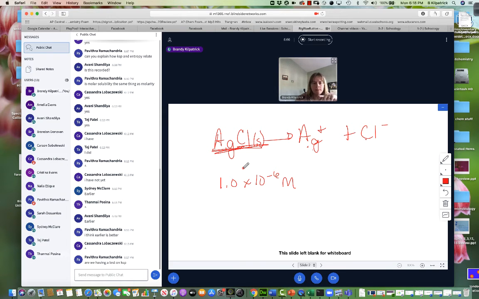So expect that not this week, but the end of next week. I'll probably unlock it like a window. I don't know how long yet, and you can just go in there and take it, and it'll be timed too, just like any FRQ would be timed.